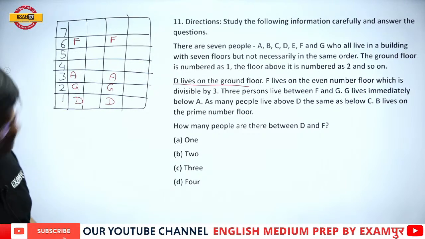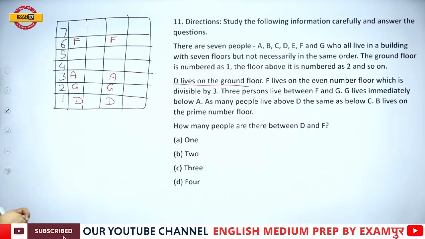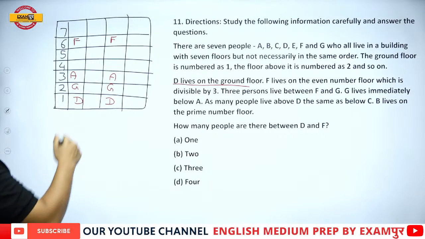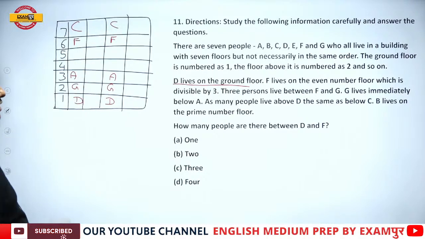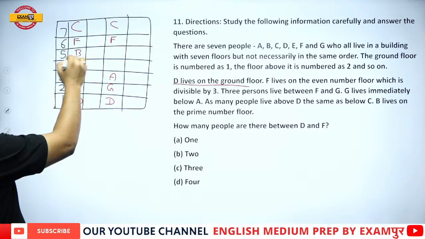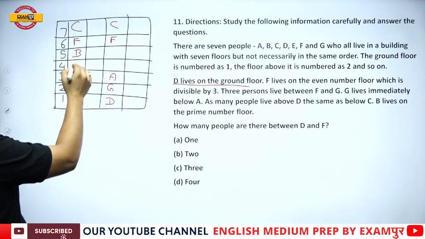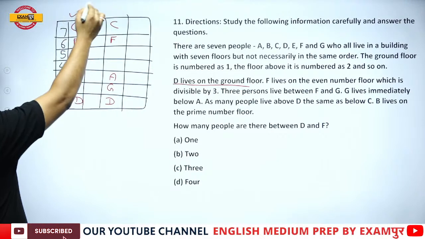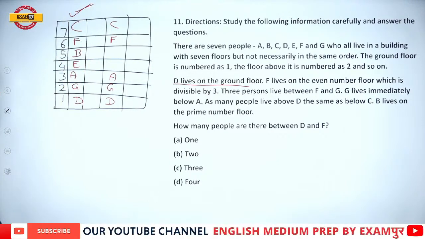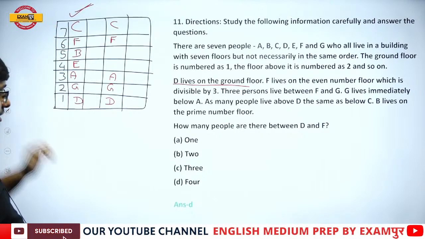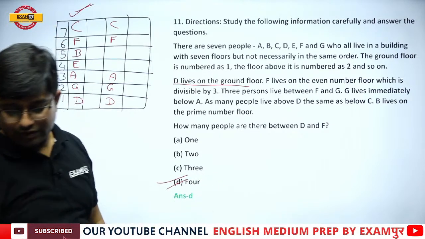Now the next thing, my dear students. After that, as many people live above D as below C. And now B lives on the prime numbered floor. So who is left? A, B, C, D, E, F, G. So this is the diagram. So how many people are there between D and F? 1, 2, 3, and 4. The right answer is option number D, that is 4.